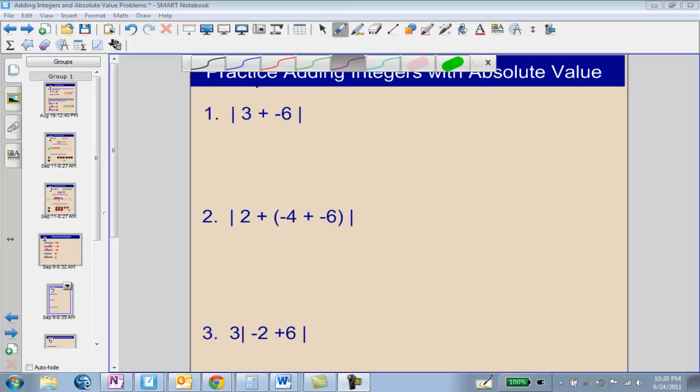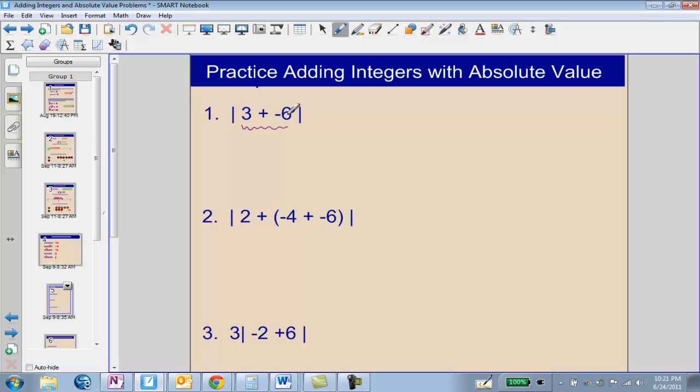Now let's apply what we've learned about adding integers to absolute value and opposites. So in this first example, we have the absolute value of 3 plus negative 6. Well, remember we want to treat our absolute value bars like parentheses. So that means we're going to come inside the absolute value bars and add before we actually take the absolute value. So we're going to add 3 plus negative 6, which gives us negative 3. Next, we take the absolute value of negative 3, which gives us 3.